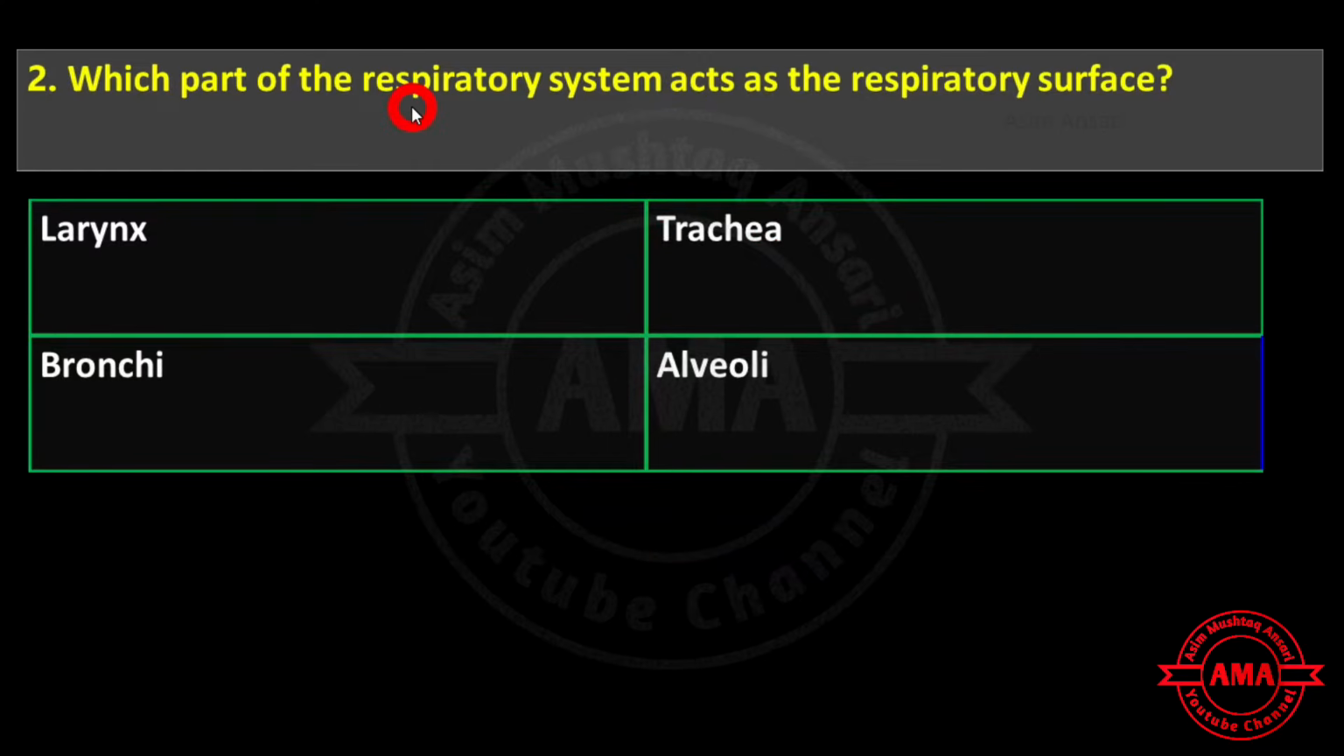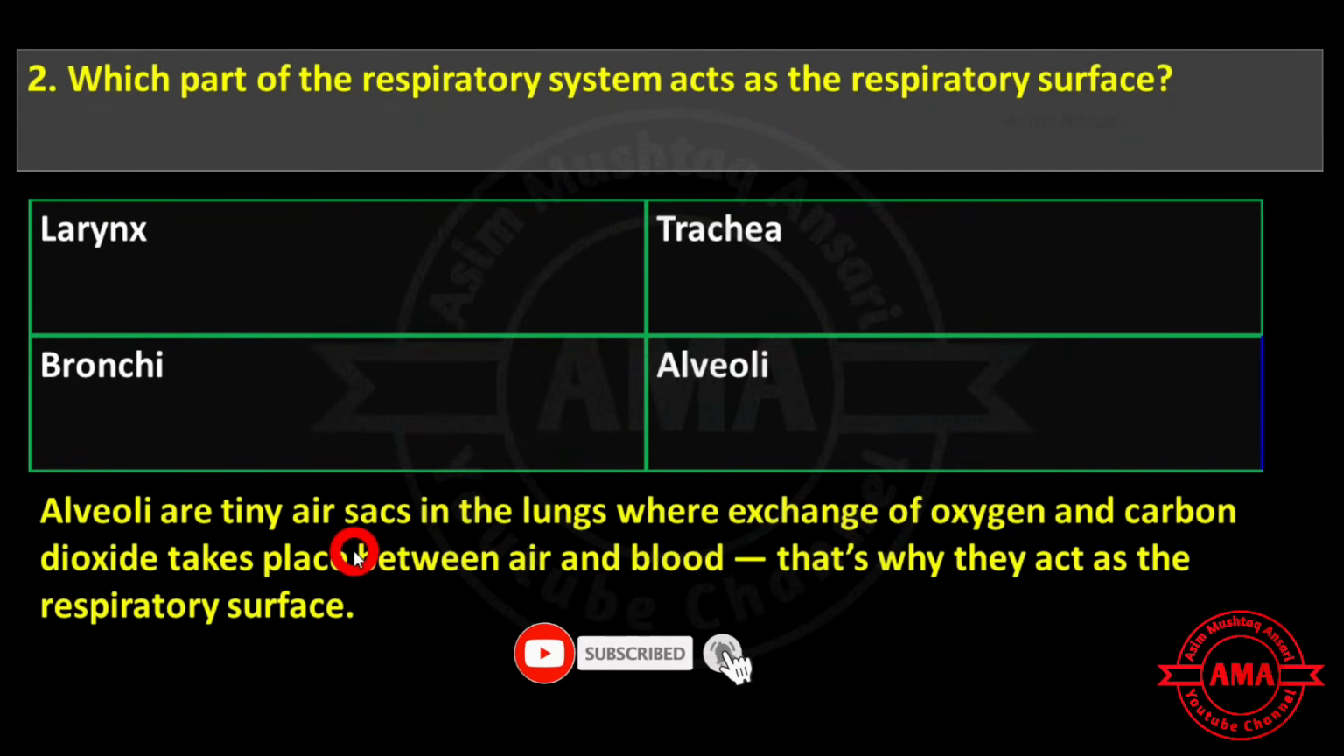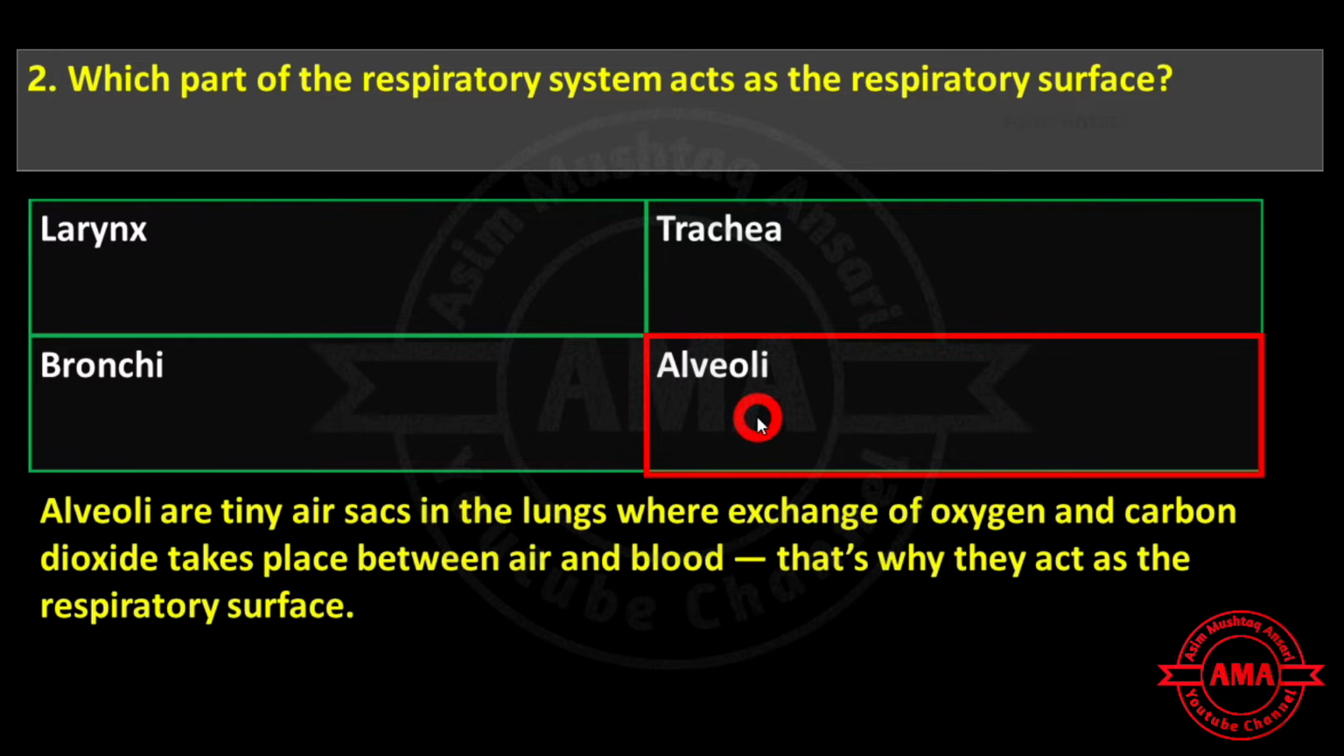Next is: which part of the respiratory system acts as the respiratory surface? Larynx, trachea, bronchi or alveoli? Alveoli are tiny air sacs in the lungs where exchange of oxygen and carbon dioxide takes place between air and blood. That's why they act as the respiratory surface. So the exact answer is alveoli.